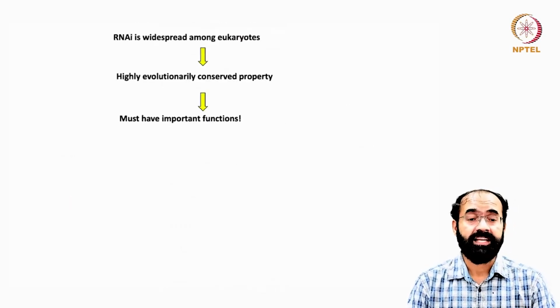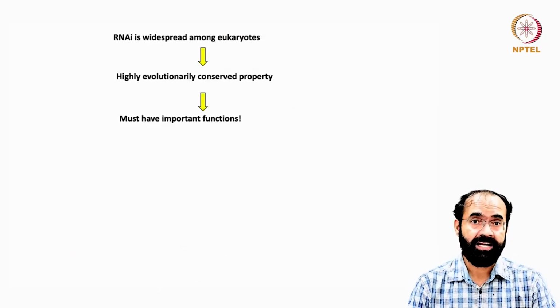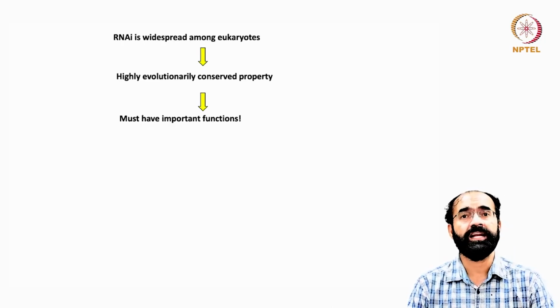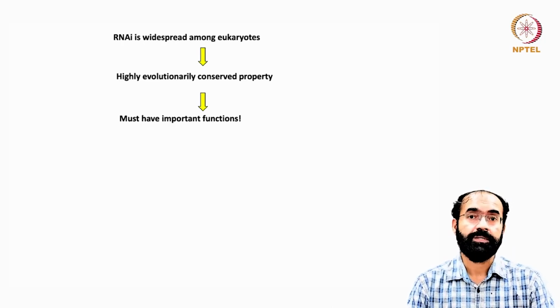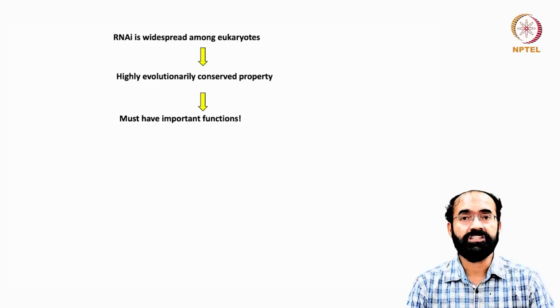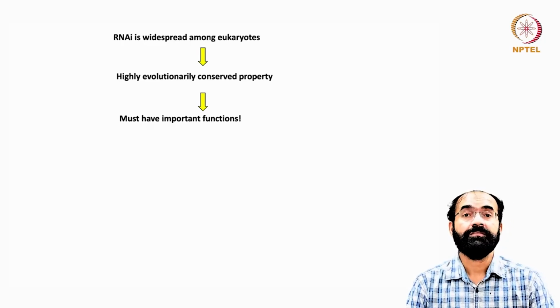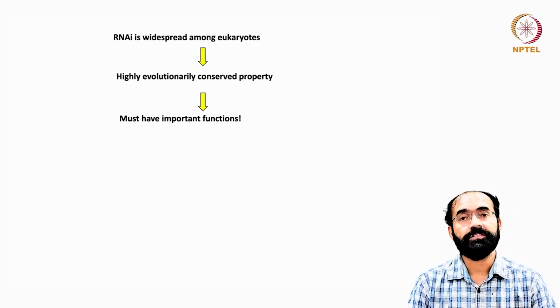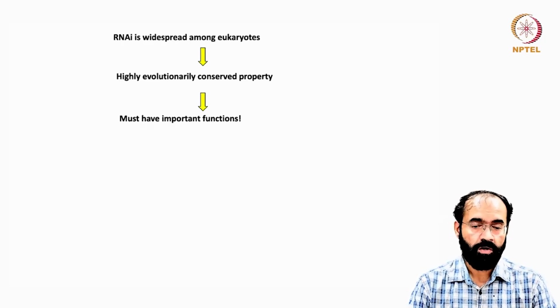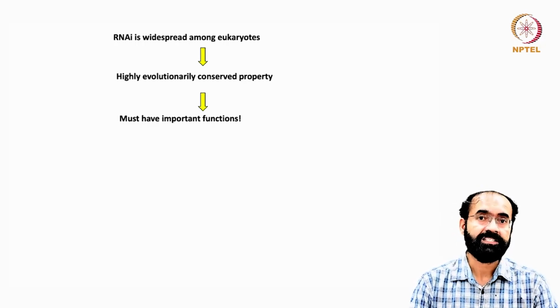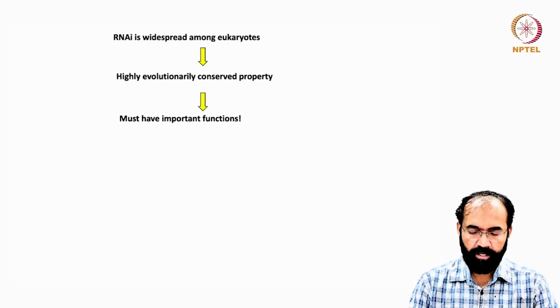So RNAi is a widespread mechanism among the eukaryotes. It is highly evolutionary and it is highly conserved. It is seen from C. elegans to humans, and it must have important functions. If this mechanism is conserved across all these organisms, it must have some real relevance for the survival of the organism.